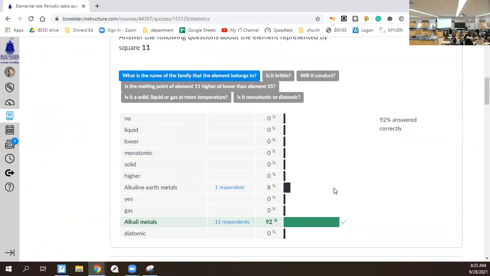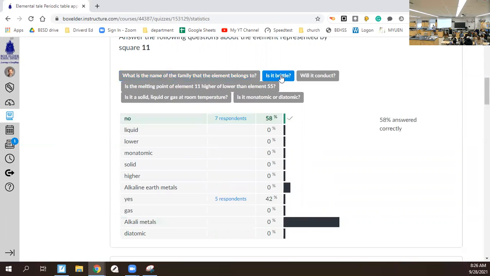Something you're really good at so far is the name of the family. You're good at remembering what my alkali metals are, what my alkaline earths are, what my halogens and noble gases are. You're good at using your periodic table. That's pretty well labeled on your periodic table, and you know how to recognize that.